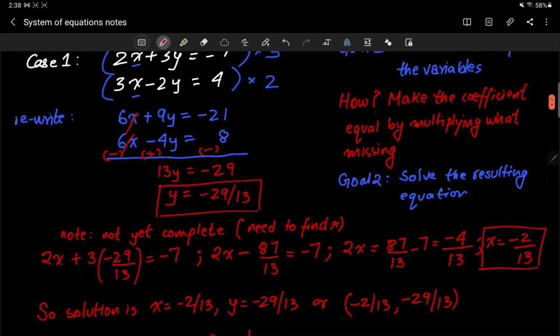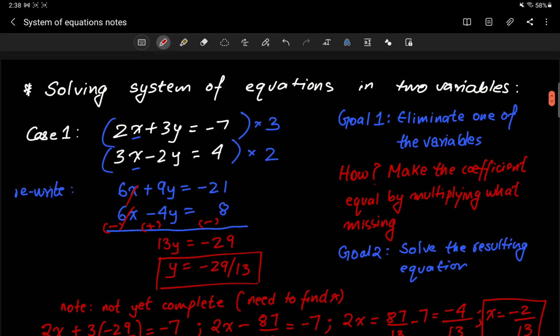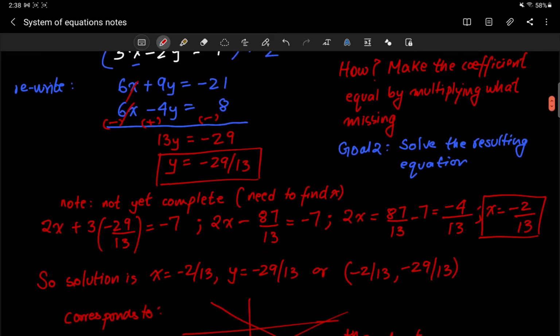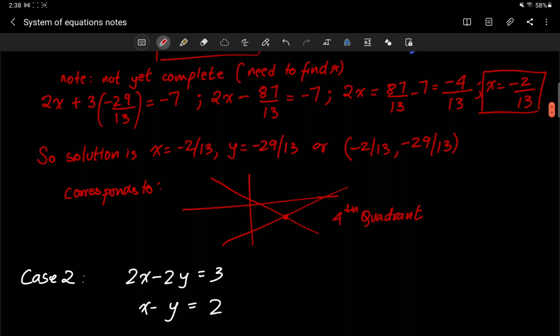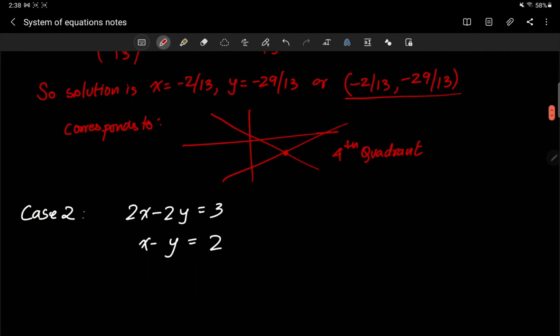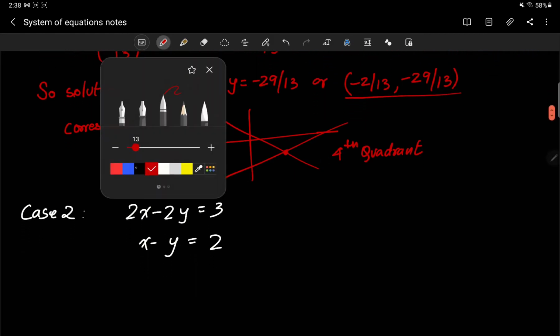Okay, so case 1 corresponds to the situation where when you draw two lines, they meet at a point. And where is that point? That point is exactly negative 2 thirteenths and negative 29 thirteenths. Let's look at case 2.